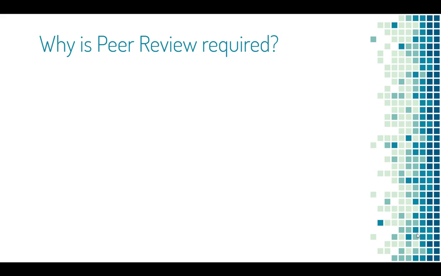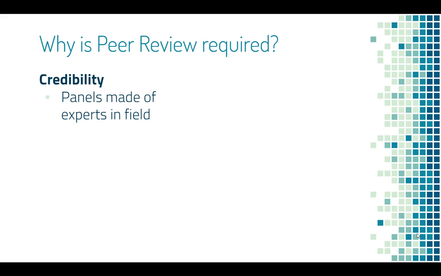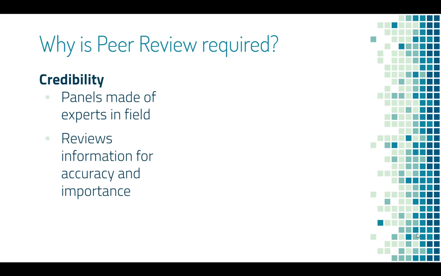Now, why is peer review required for academic or scholarly sources? First, for credibility. These panels are made of experts within a field, people who have dedicated their lives and careers to studying a particular field and therefore are experts within it. This panel then reviews the information for accuracy and importance, giving their stamp of approval and also saying that the information can be deemed trustworthy.